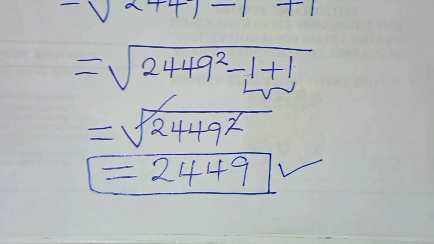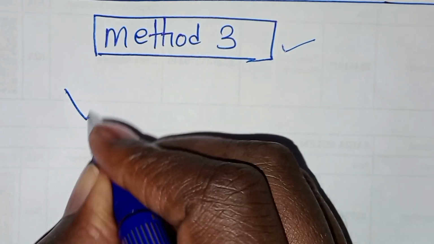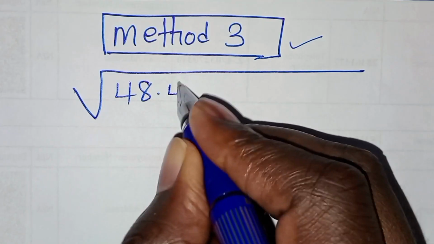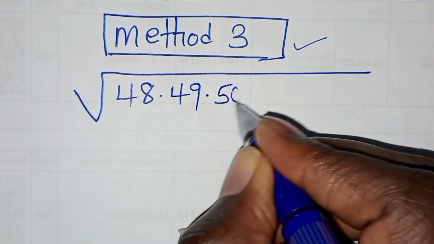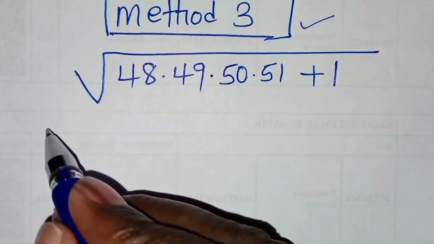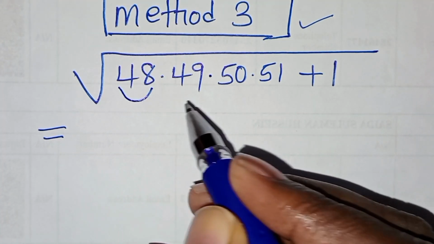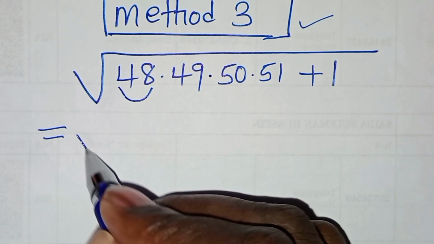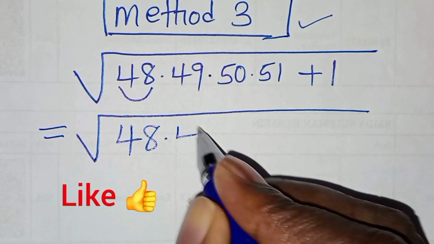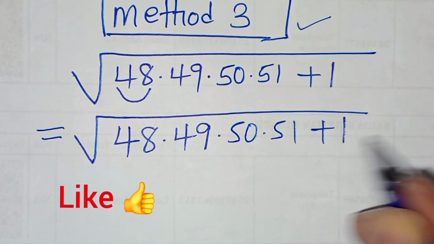Let's proceed to method 3. Now applying method 3 here, we have the square root of 48 times 49 times 50 times 51, then plus 1. Now applying method 3, we'll have to multiply the extremes, that is, in this case, 48 and 51, in the square root of 48 times 49 times 50 times 51, then plus 1.